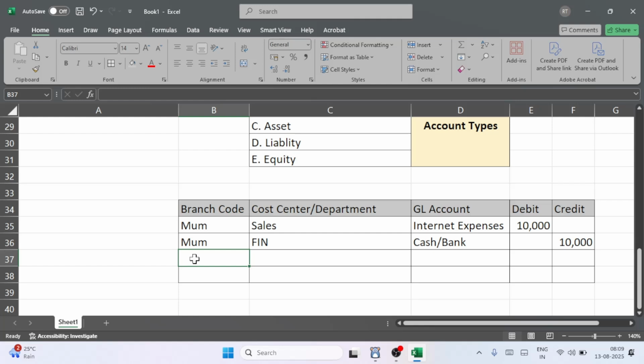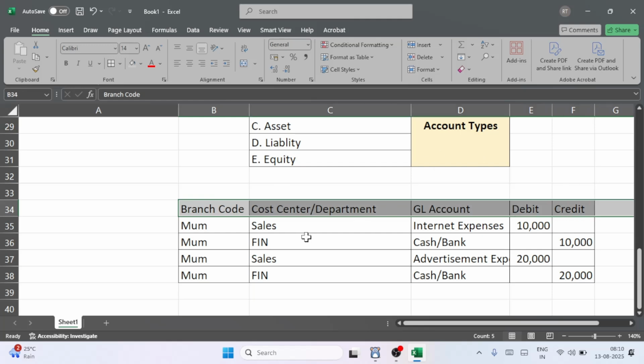Now, I want to take another example. Mumbai. Every time I am booking a journal in the system, I am entering all these segment details because I'm entering my transactional data with different dimensions. It becomes easy for me to run reports at any given point of time.